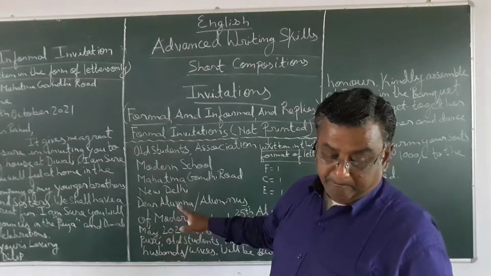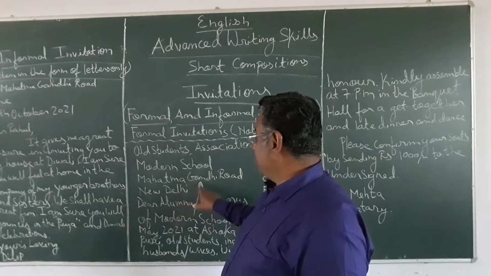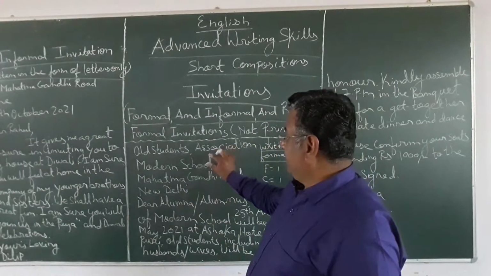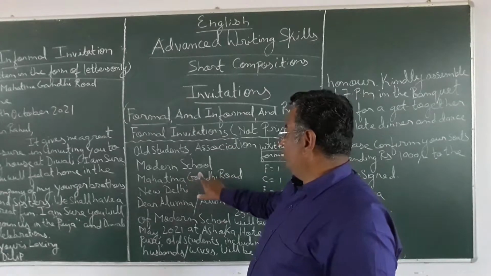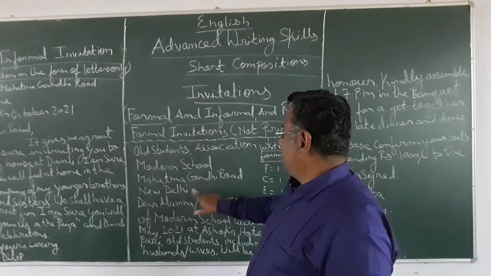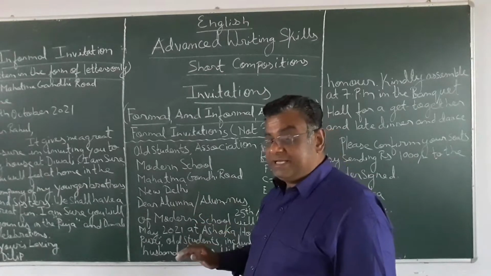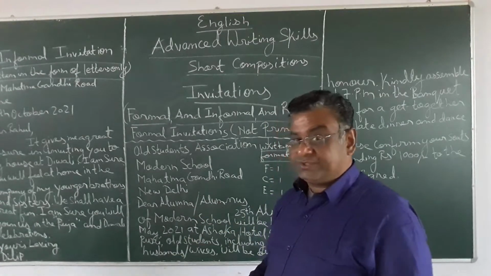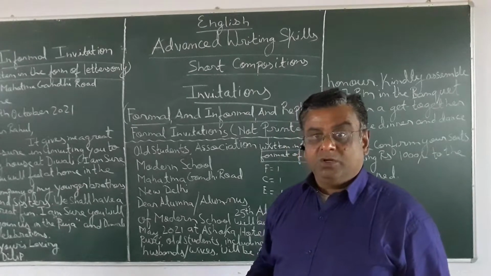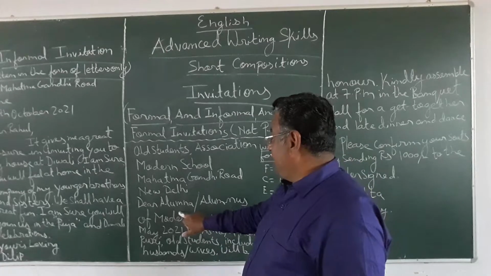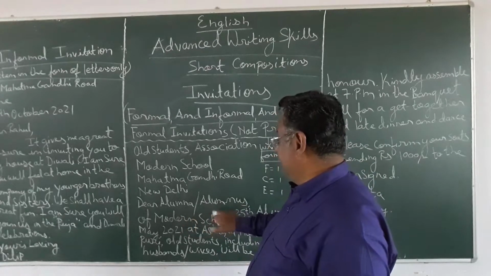Okay. Modern School, Mahatma Gandhi Road, New Delhi. Leave one line. To whom you are addressing? To the old students. You are inviting them. To whom you are writing? To the old students. Dear alumna and alumnus.